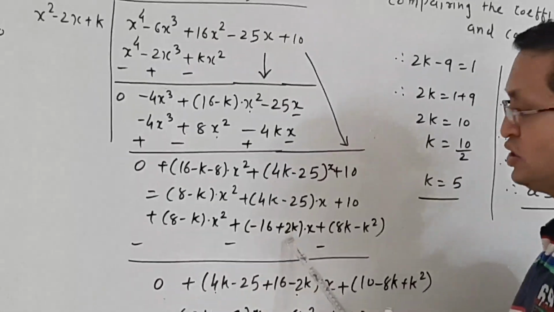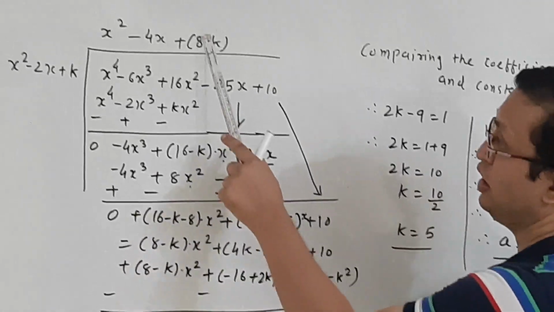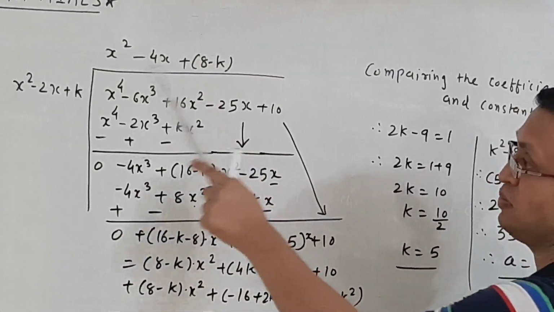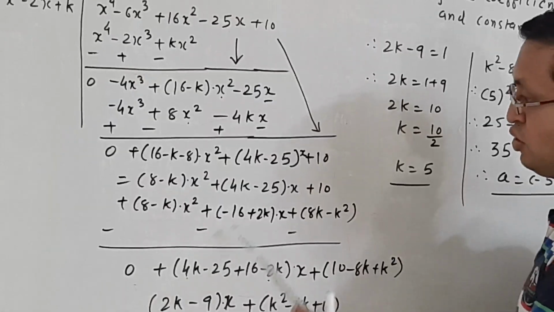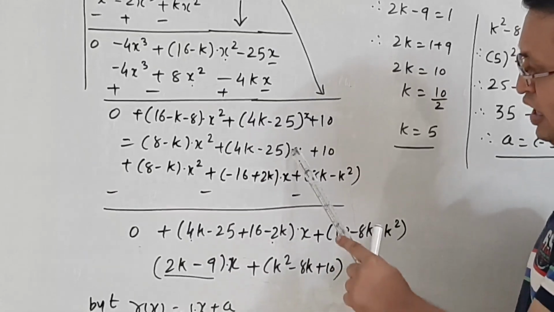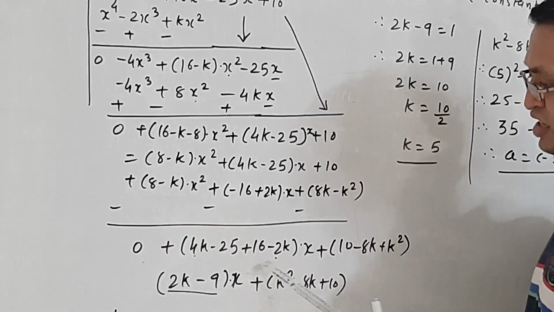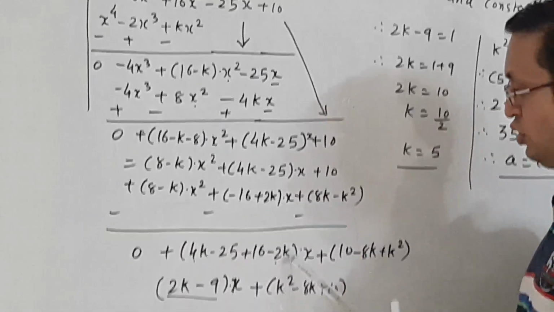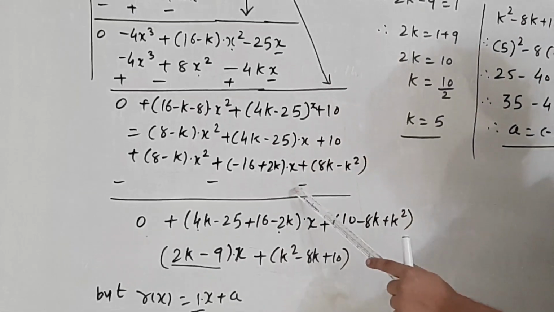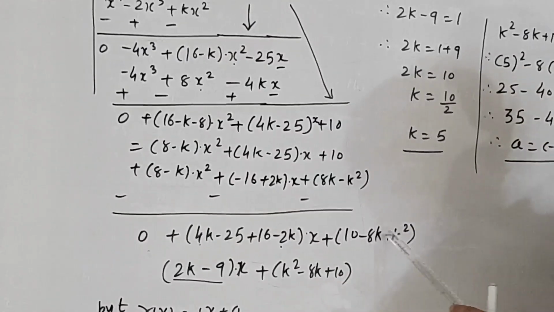that is equal to positive 2k into bracket closed into x, plus k multiply 8 minus k, that means 8k minus k square. Change the sign, that term is 0. 4k minus 25, x common: 4k minus 25 minus into minus 16 is plus 16, minus into plus 2k is minus 2k into x, and constant term 10 minus multiply with 8k minus k square, that is minus 8k plus k square.